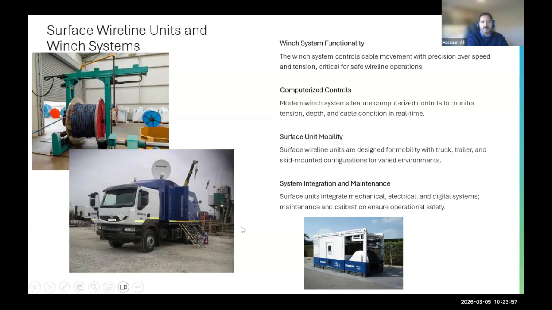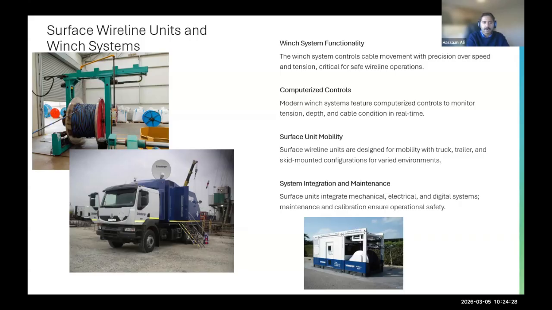So the winch system is very important. You can see a part of a winch system over here. The winch system is usually at the back of the wireline truck. For the surface operations or the land operations, winch system functionality controls the cable movement, which presides over speed and tension and is critical for safe wireline operation, right? All of these controls are usually very computerized. So modern winch systems feature computerized control to monitor tension, depth, and cable condition in real time.